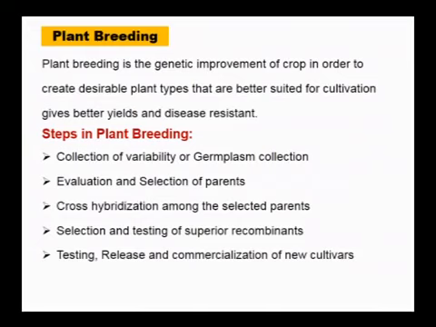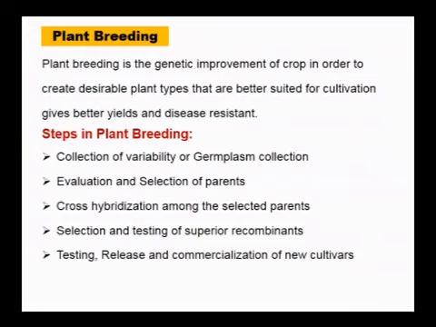As we know, plant breeding is the genetic improvement of crops in order to create desirable plant types that are better suited for cultivation and give better yield and disease resistance. To follow plant breeding, there are several steps, which include collection of variability or germplasm collection. Germplasm is the collection of all diverse alleles from all varieties of available commercial crops.